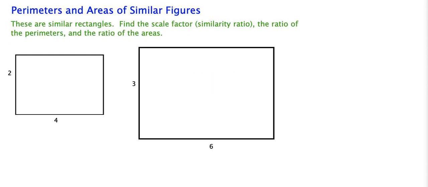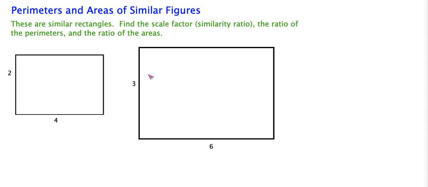Now let's look at a specific example. I have an example of similar rectangles. Find the scale factor, which is sometimes called the similarity ratio, the ratio of the perimeters, and the ratio of the areas. First of all, let's talk about that scale factor.